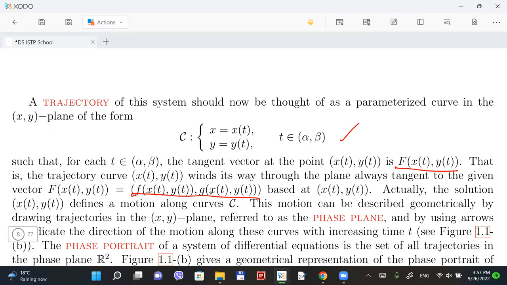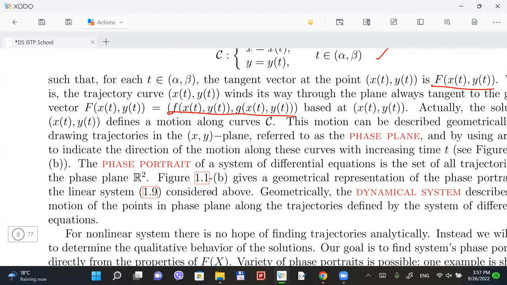Drawing the trajectory in the x plane, which as I said we call the phase plane, we don't only plot the trajectory. We also track the direction of the trajectory as the time increases. So we plot the trajectory together with the motion along this curve with the increase in time, and that is what we call the phase portrait of the system. So this is the set of all trajectories in the phase plane.